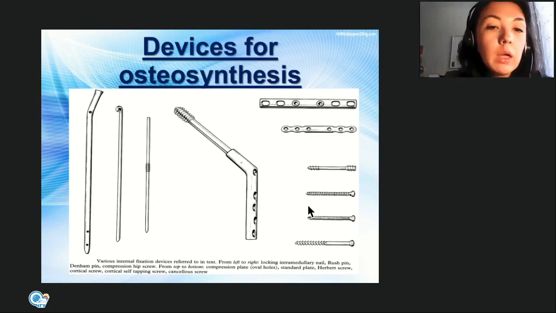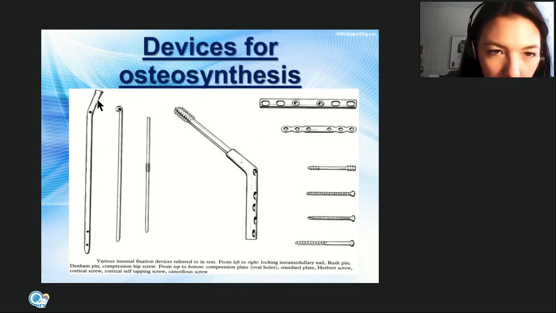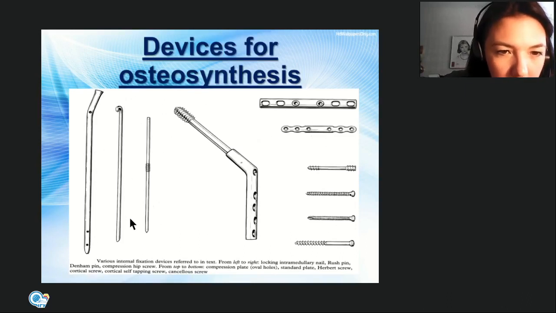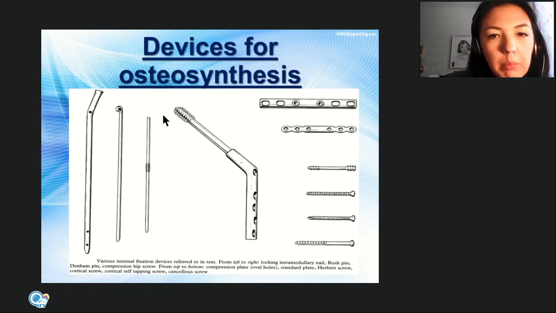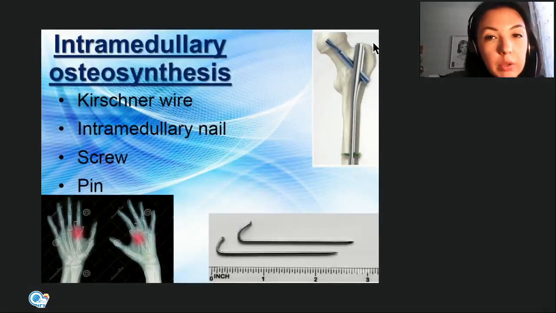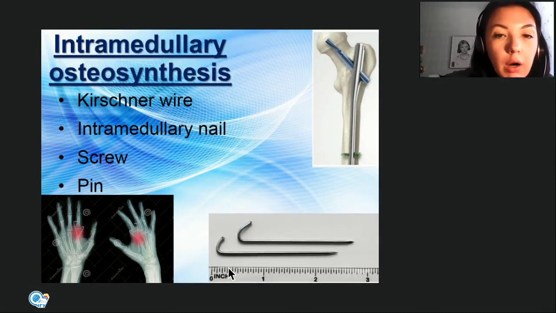For intramedullary osteosynthesis, other devices are used, such as the intramedullary nail, very popular, and then the Rush pin, Denham pin and compression hip screw. Here, again, you can see an intramedullary nail in case of a fracture of the femur. And this is the Kirschner wire.